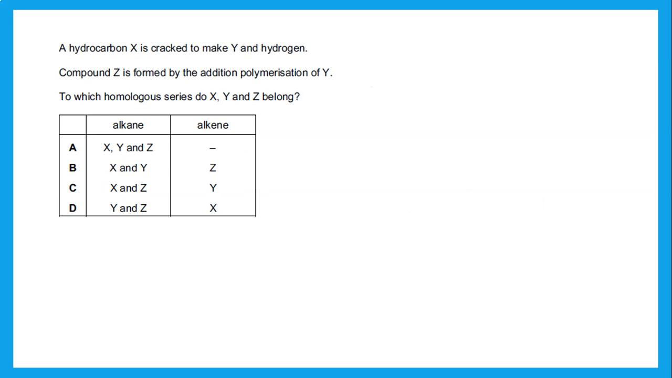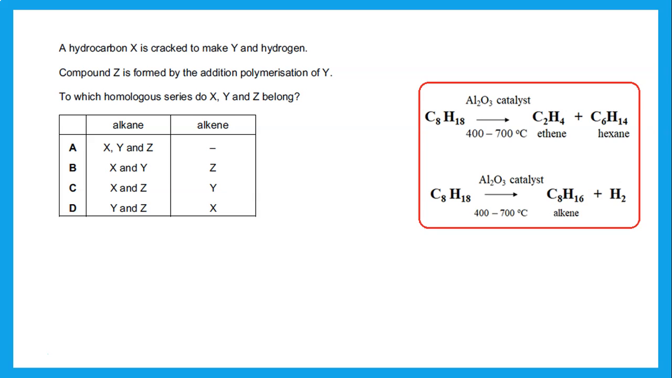A hydrocarbon X is cracked to make Y and hydrogen. Compound Z is formed by addition polymerization of Y. So what is X, Y, and Z? Remember that if I'm starting with a hydrocarbon X, then this hydrocarbon is ane or ene. It's an alkane or an alkene. In cracking, we're starting with an alkane. So that X is an alkane.